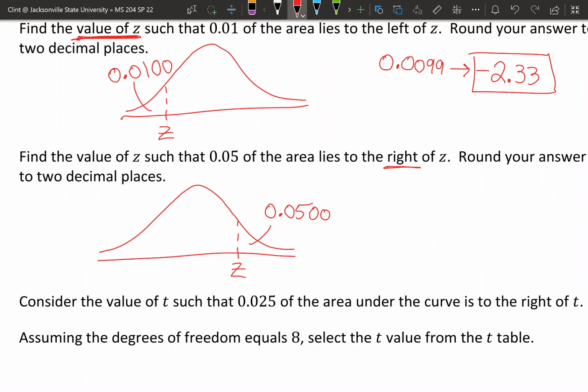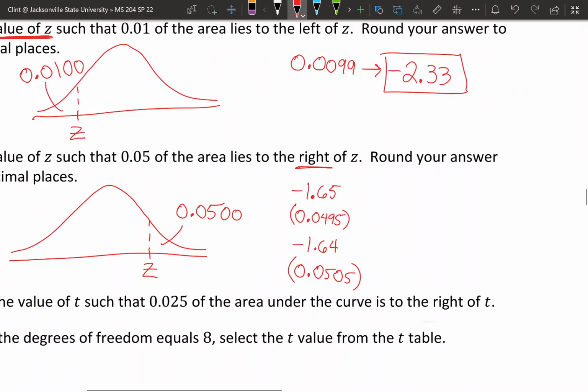Yeah, we got two that are close. Negative 1.65 has an area of 0.0495. And negative 1.64 has an area to its left of 0.0505.